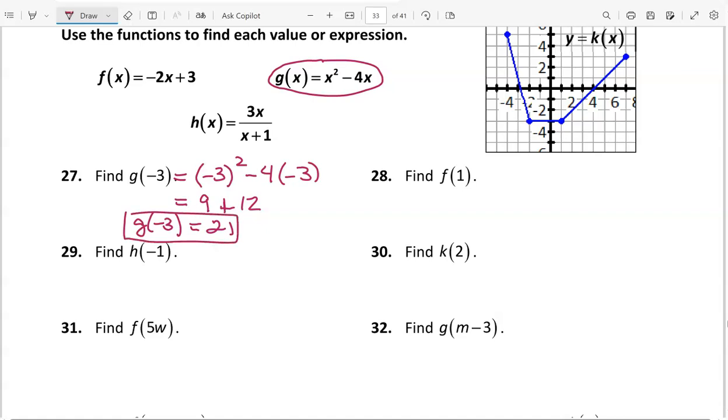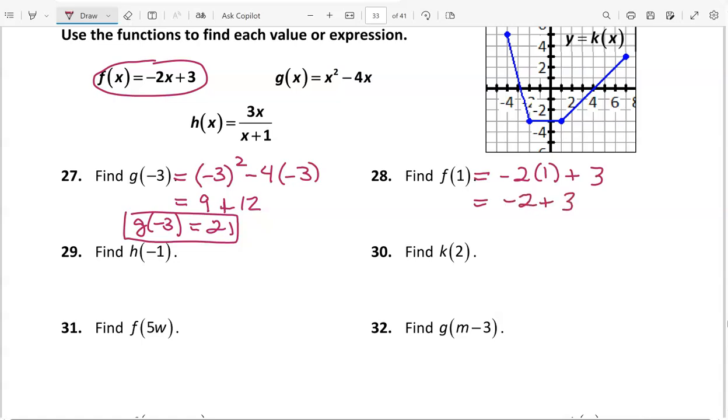For number 28, we'll be using the definition for f of x. F of x is -2 times x plus 3, so f of 1 is -2 times 1 plus 3. -2 times 1 is -2, and if we add 3 to that, we get 1, so f of 1 is equal to 1.